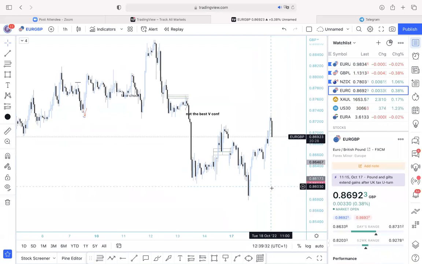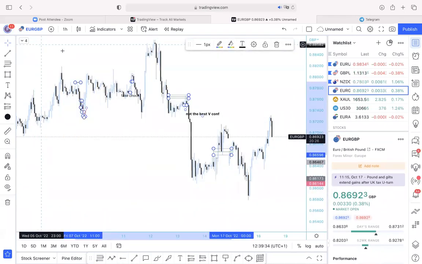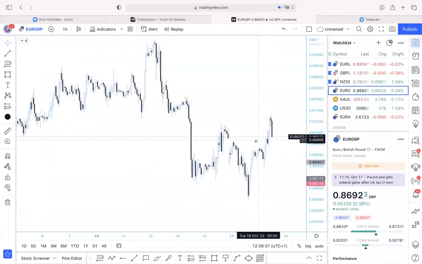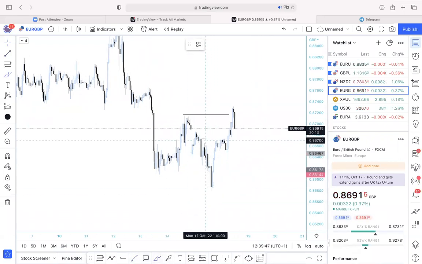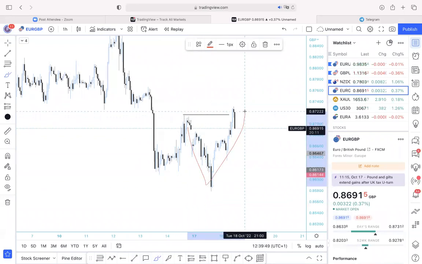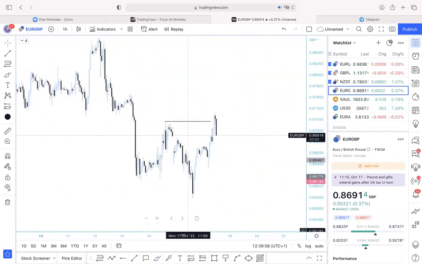Euro GBP, all these annotations are from my backtesting. Euro GBP, I see a nice manipulation to the upside of this high. At the same time, I see this type of V formation, which usually is not a confirmation, and we usually continue to the downside. So I really like what I'm seeing.